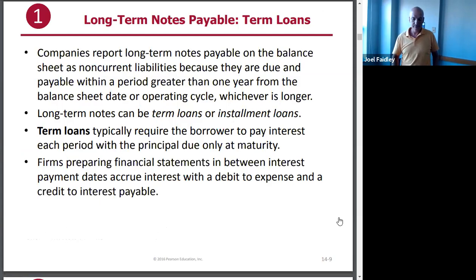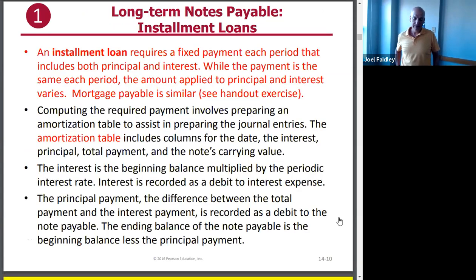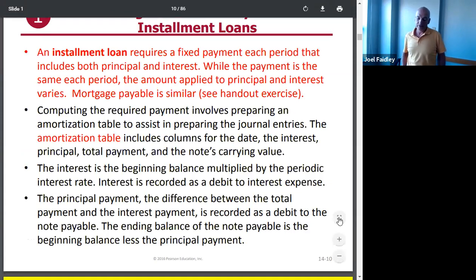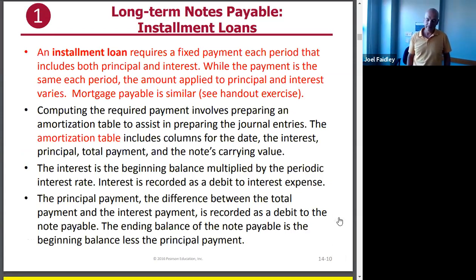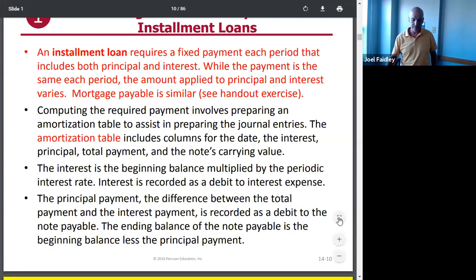Term loans. What's a term loan? Here we have an installment loan, requires a fixed payment each period that includes both principal and interest. Always an amortization table. When they say installment loan, they're talking about a mortgage payable. I know a lot of you have probably heard your parents talk about mortgages. Maybe some of you have mortgages yourself.